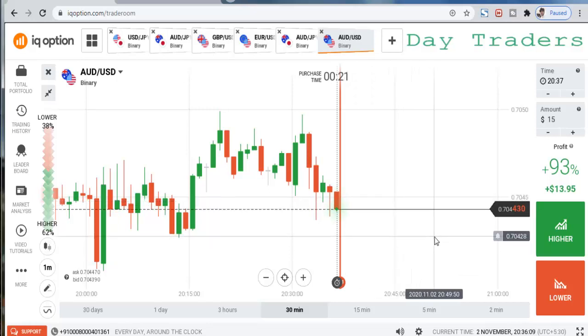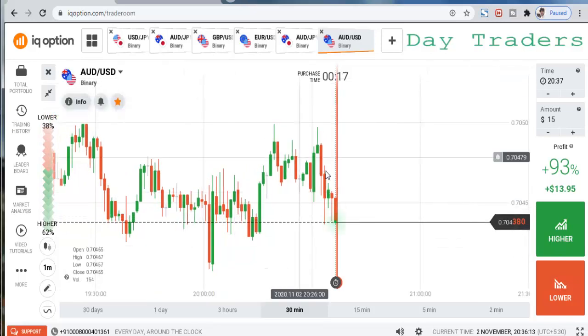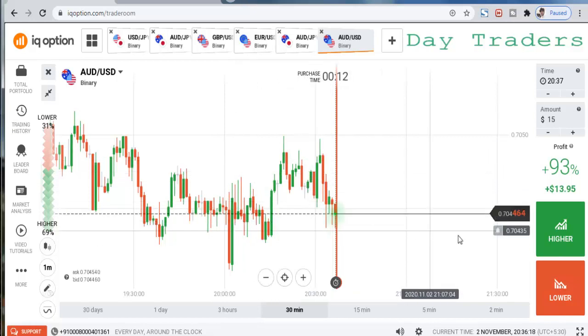Today I am going to show you how to trade with candlestick psychology. Let's analyze the market. This is the AUD USD pair. Okay, this is a highly fluctuating market.